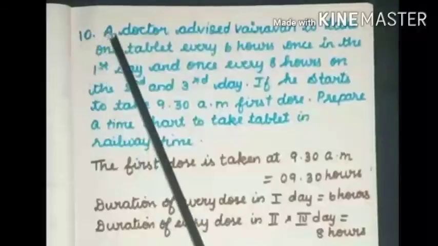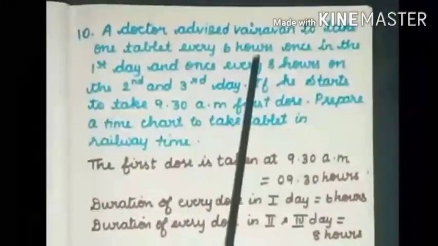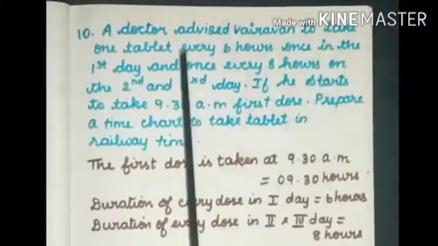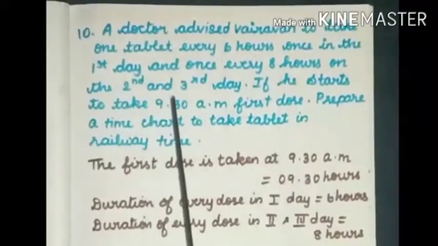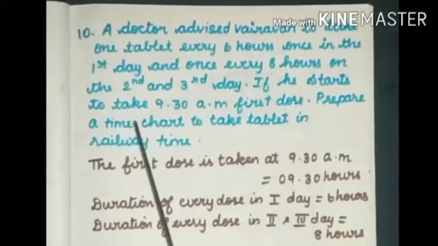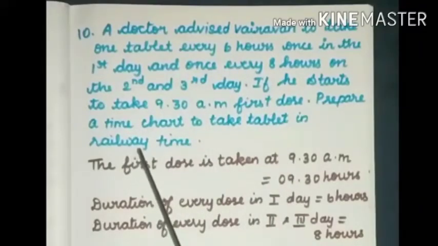10th question. A doctor advised Vairavan to take one tablet every 6 hours once in this first day and once every 8 hours on the second and third day. If he starts to take the first dose at 9:30 a.m., prepare a time chart to take tablet in railway time.